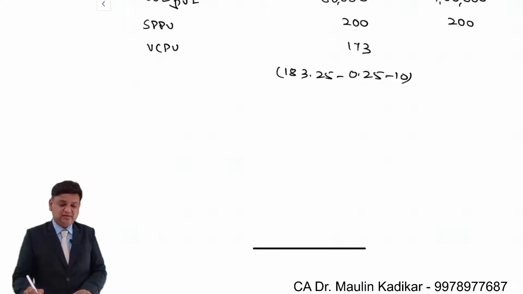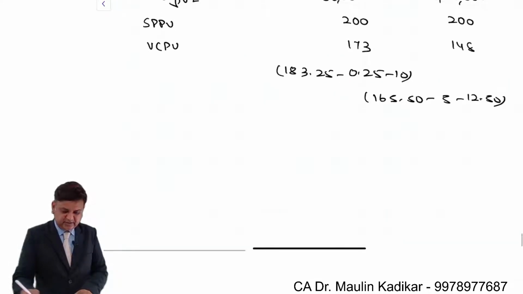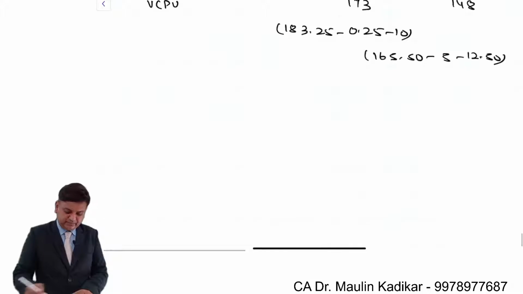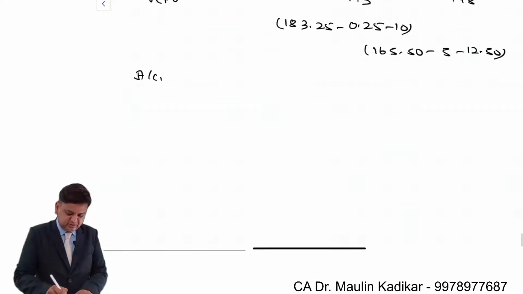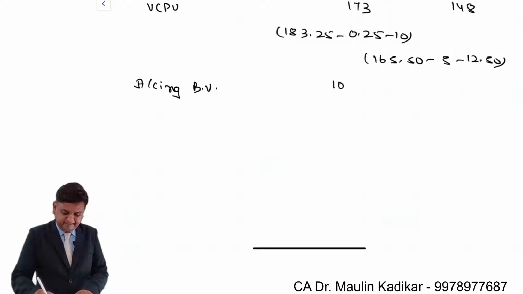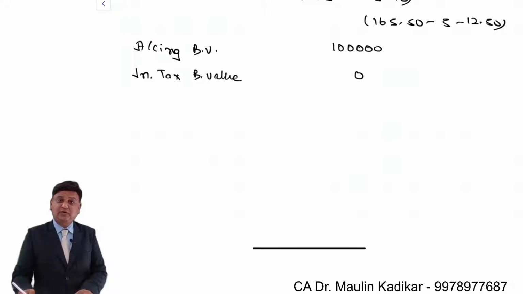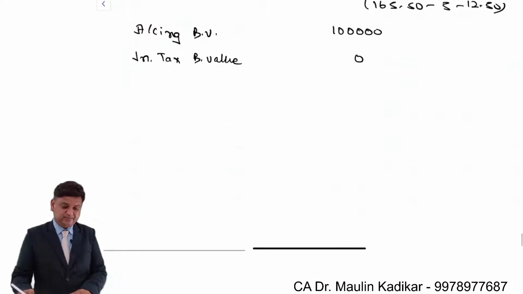So it is 173. Later on it will be 165.5 minus 5 minus 12.5. So it will be 148. Then we have been provided with the information about the accounting book value. For the existing one, it is an amount of 1 lakh. Then the income tax book value. It is 0. Why? Because it is fully depreciated from a tax point of view.